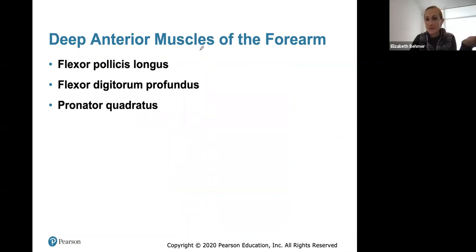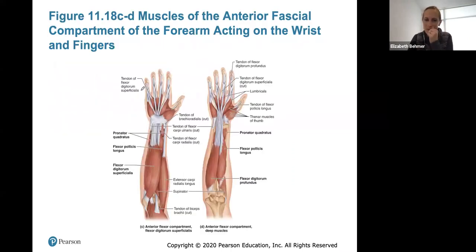Deep anterior muscles of the forearm also are flexor muscles, so the action tells you that they're flexing your fingers, and they'll be on the pollicis side, which is the big thumb side, digitorum going to the digits. So these are some more deeper muscles of the flexor forearm.